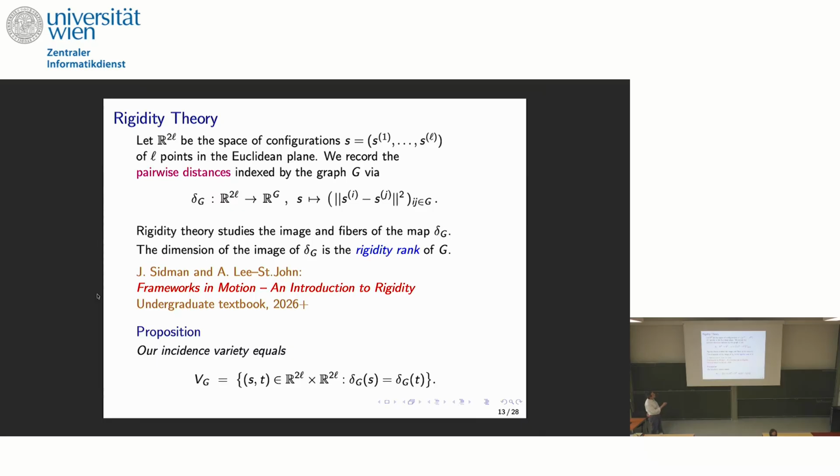Delta is the measurement map. I have L points in the plane, and for every edge in the graph, I measure the squared Euclidean distance between point i and point j, and that's a number. And I make the tuple out of those numbers. Those are non-negative numbers, but the Zariski closure is a variety, and it's called the Cayley-Menger variety sometimes.